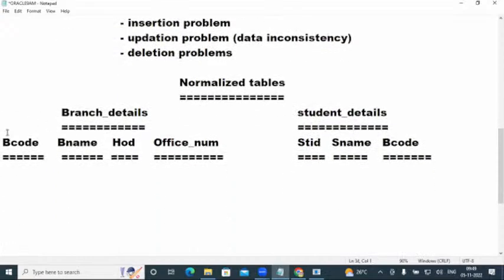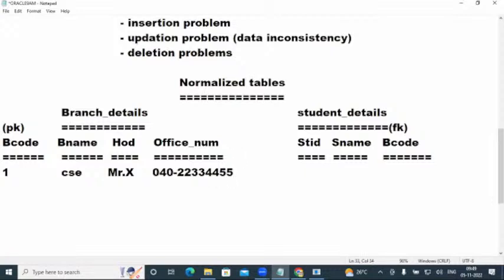Here I will apply PK, primary key. Here I applied FK. What is this? Foreign key. So these two tables have a relation. Now branch code 1, branch name CSC, branch HOD name Mr. X, office number 040 22 33 44 55.